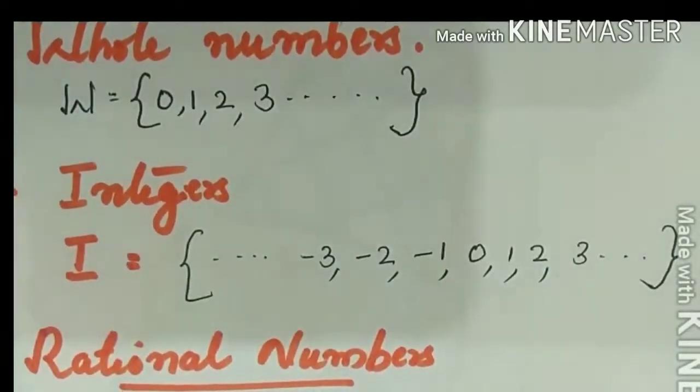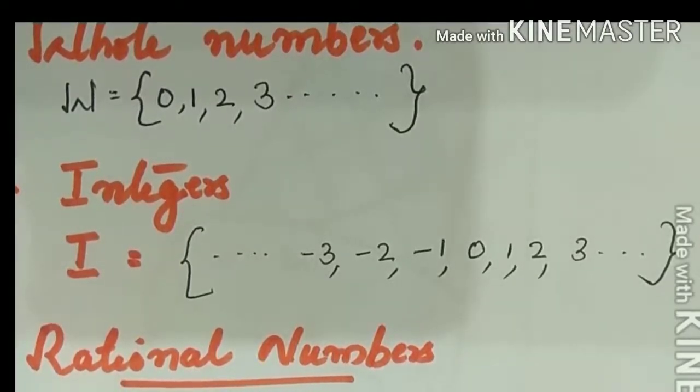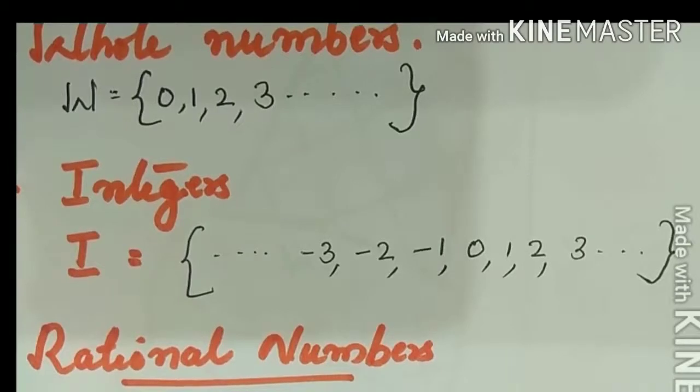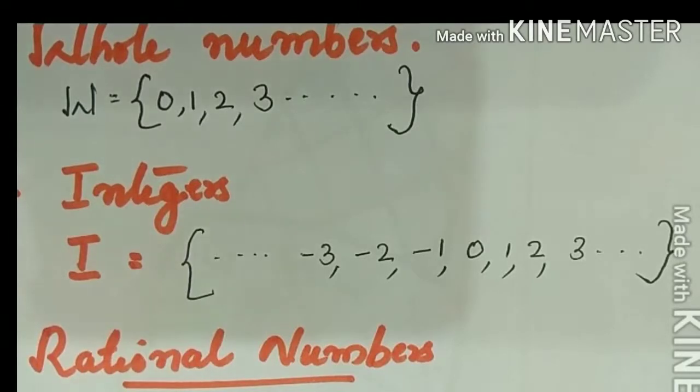Next, let us learn rational numbers. Let me define rational numbers first. So this is the definition. A number which can be expressed in the form of p by q, where p and q are integers and q not equal to 0, such a number is called a rational number.